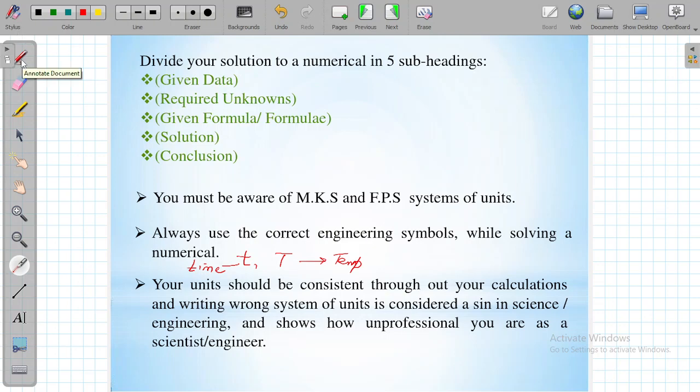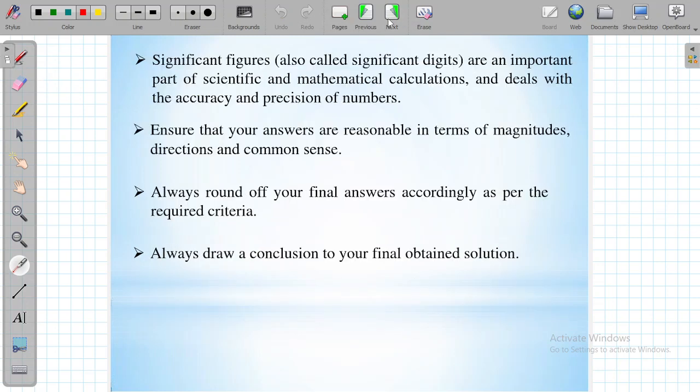Then after that, you should also be using significant figures, also called significant digits. They are an important part of scientific and mathematical calculations and deal with the accuracy and precision of numbers. So you must know how to use significant figures, as they are important in conveying uncertainty in measurements and calculations. Very important during a numerical.